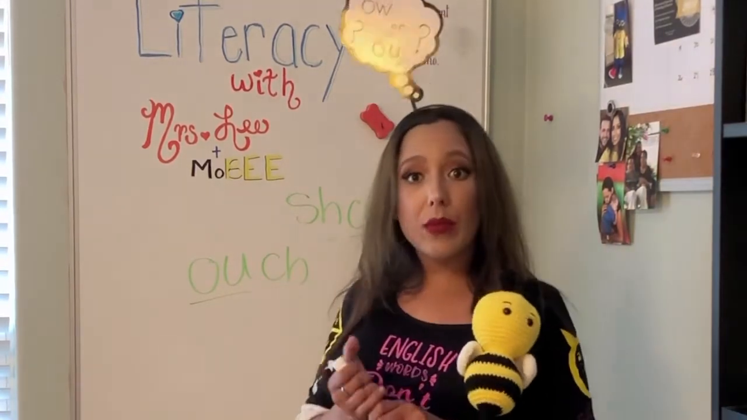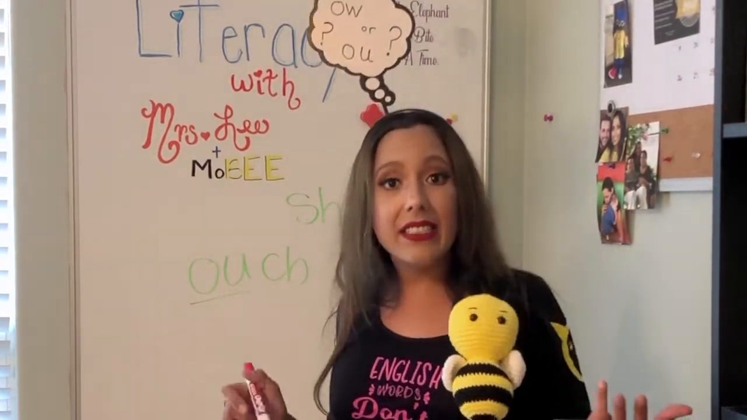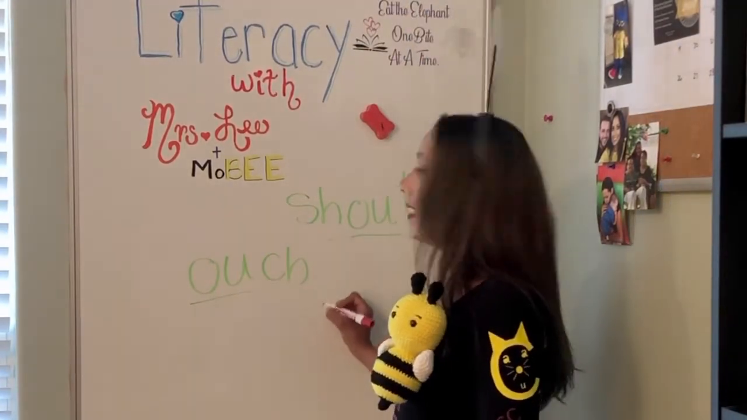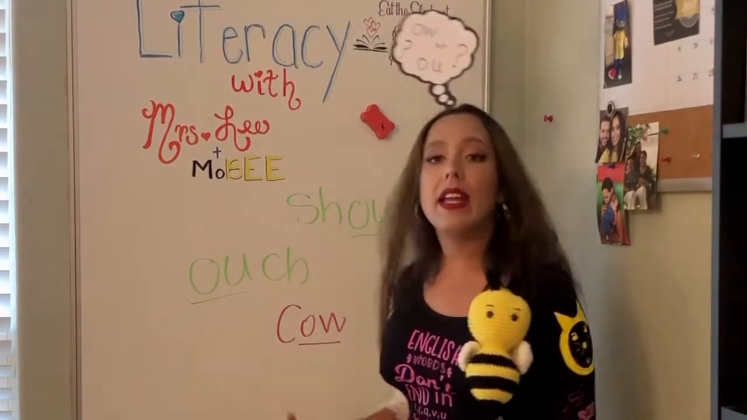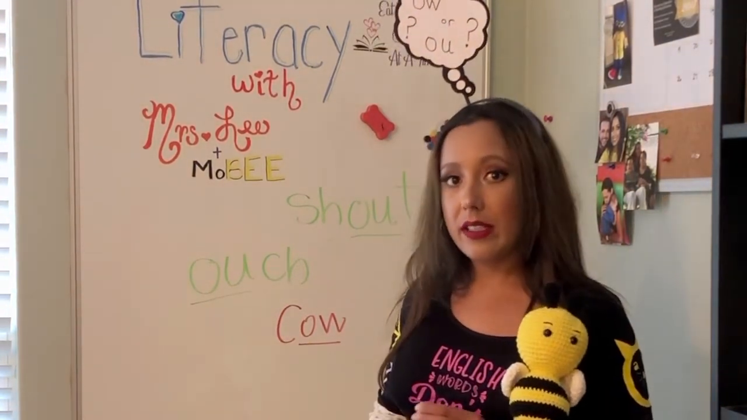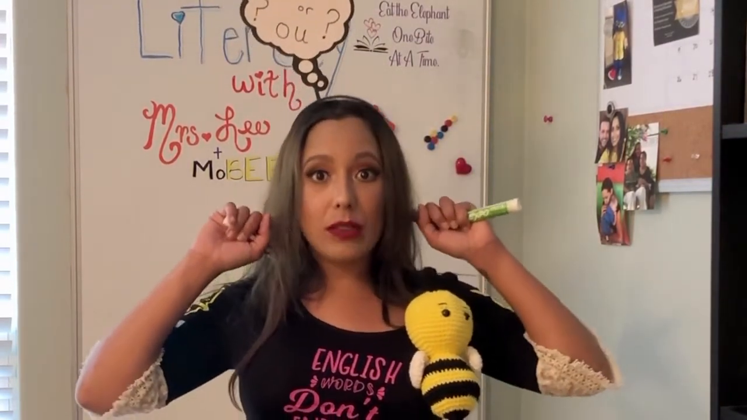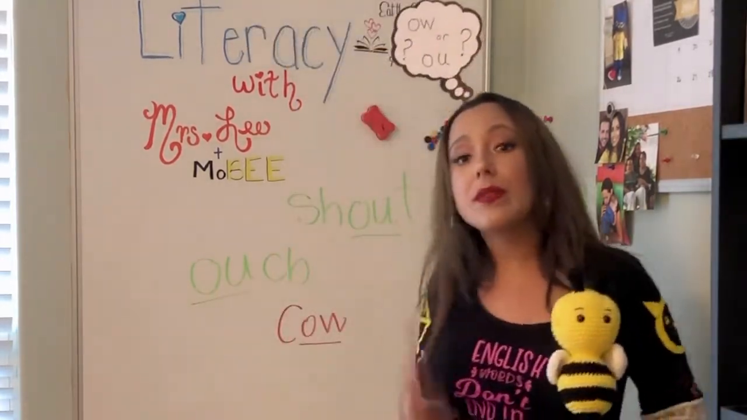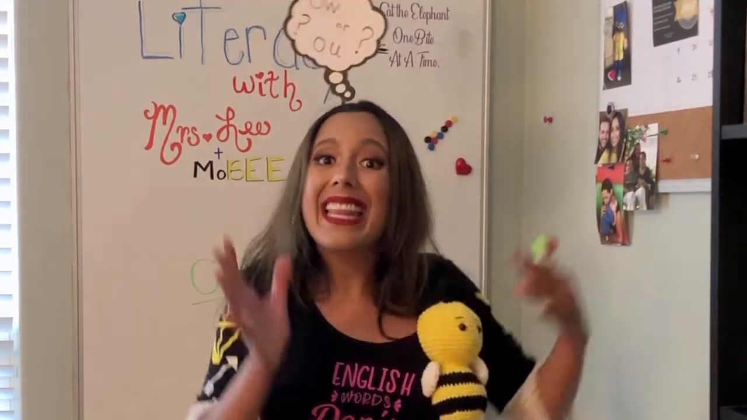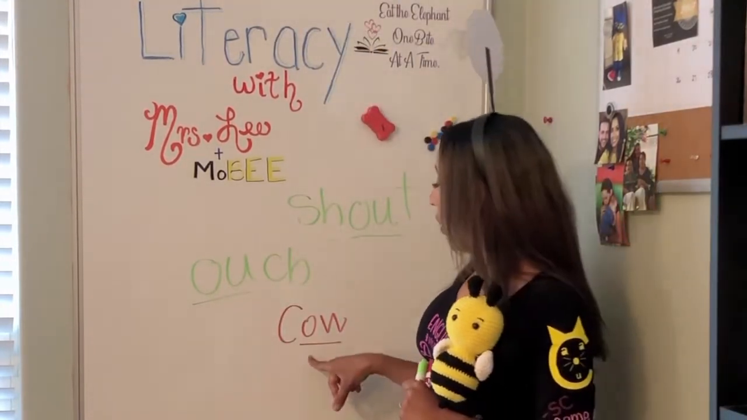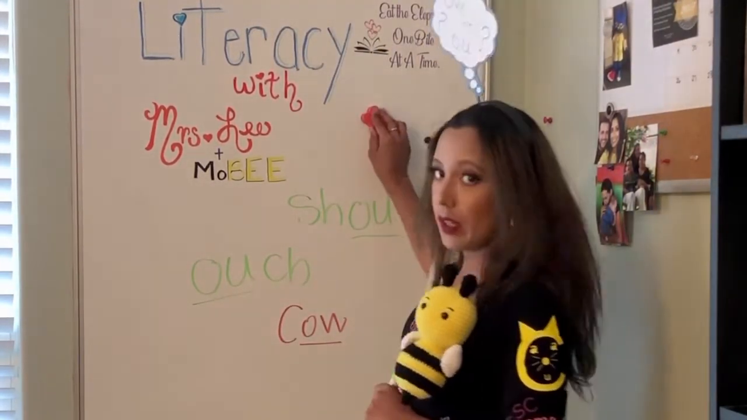Unlike the O-W, remember that if you hear it at the end of the word, as in cow, it's spelled O-W. So remember, if you hear that ow sound at the beginning or in the middle of a word, you are going to spell it with an O-U. If you hear it at the end of a word, you're going to spell it with an O-W. Got it?